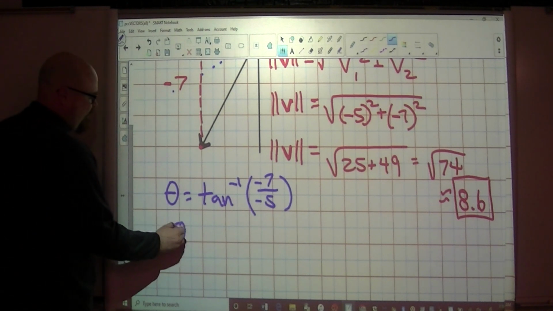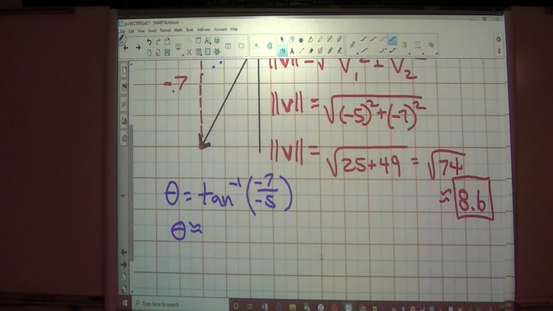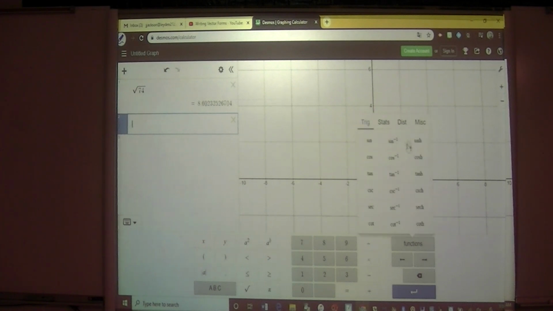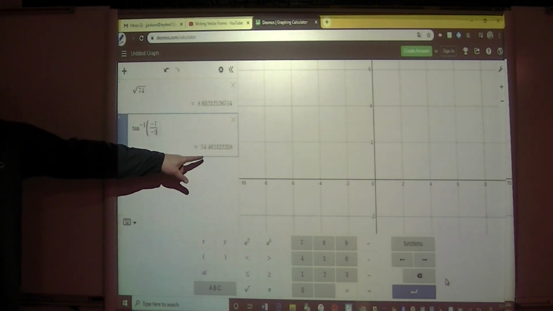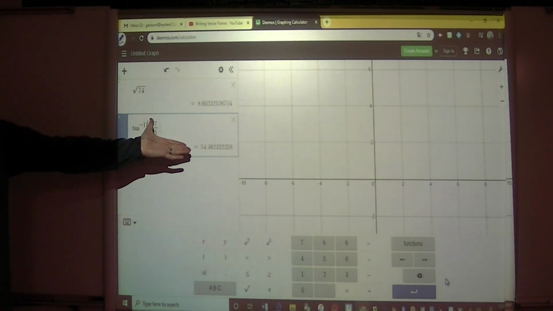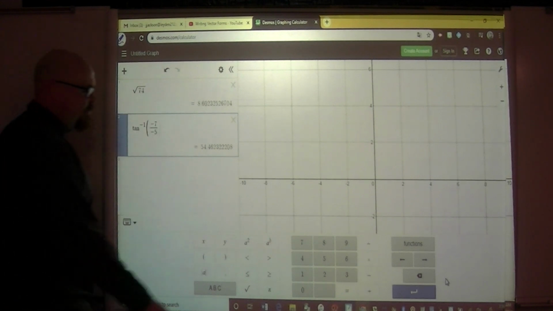Now if I go back to my calculator for this and plug this in, under the functions button, you have trig, here's inverse tangent, the inverse tangent of -7 over -5. We'll round this to the tenths place as well, 54.5 degrees, right? I mean, that's what the formula is telling. Taking the inverse tangent of -7 over -5, 54.5 degrees.